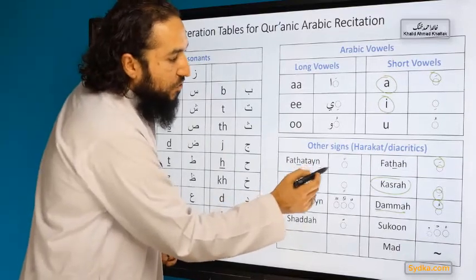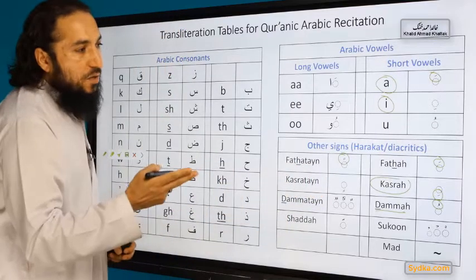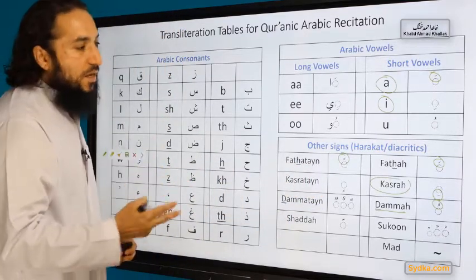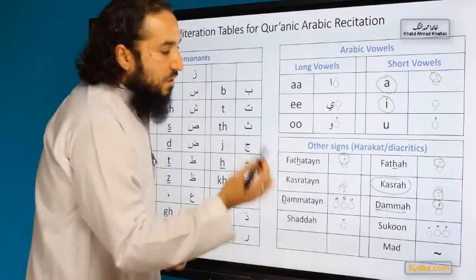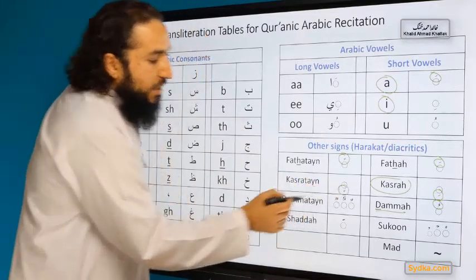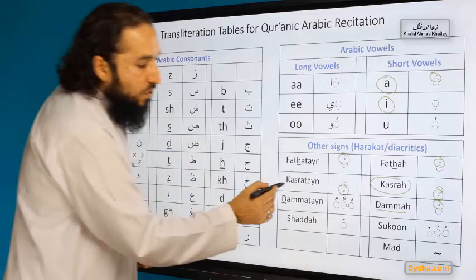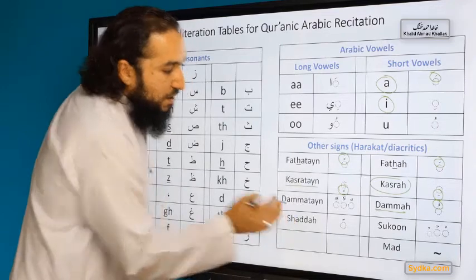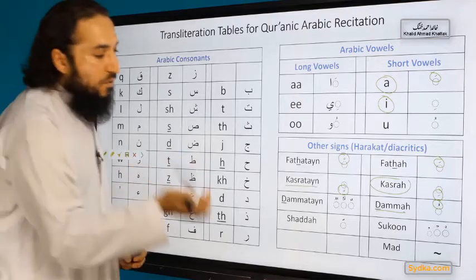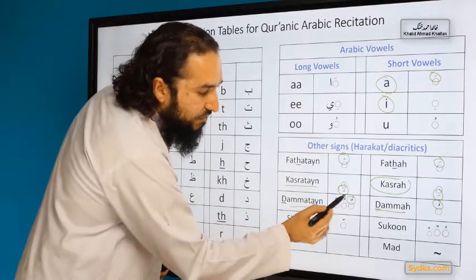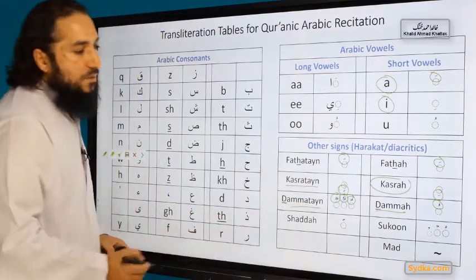In future sessions, we will see that when you see double fatha, it's called fathatain. It causes nunation sound, but we will explain that in future. When you see double kasra underneath a letter, it's called kasratain. And when you see double dhamma above a letter, it's called dhammatain. But the signs, you will see different notation. These all mean the same. Different way of writing dhamma.